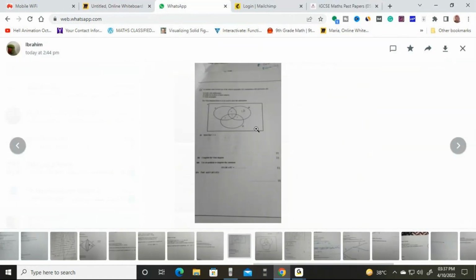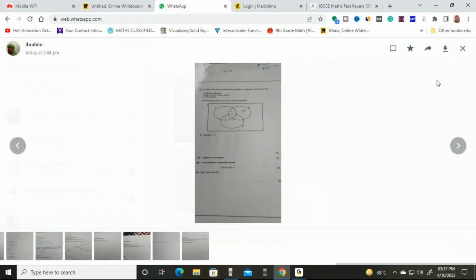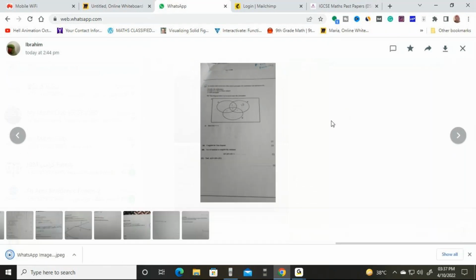Now you're having a nice Venn diagram here, so I need this image on the board because the size is not compatible for me to coordinate. So I just upload this image on the board.